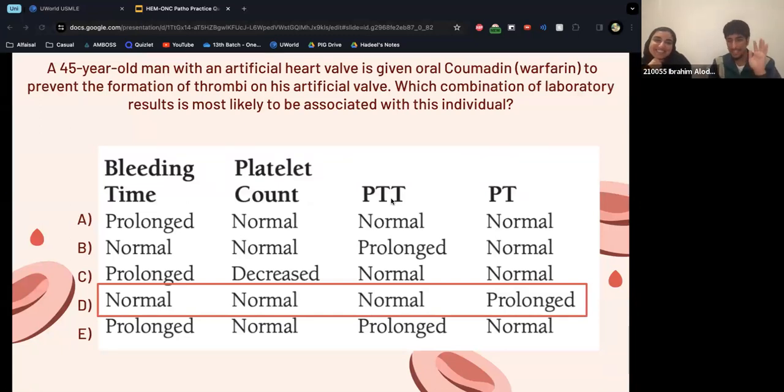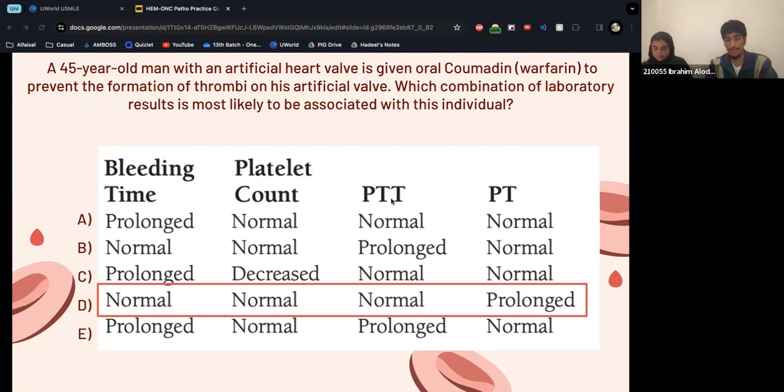It is D. But let's talk about this seriously. This concept is extremely high yield about warfarin and heparin and what they prolong in the coagulation profile lab tests. Warfarin is going to prolong PT. Heparin is going to prolong PTT.